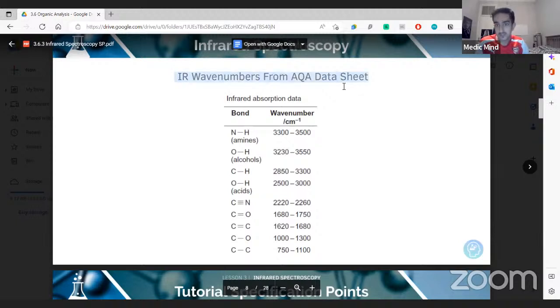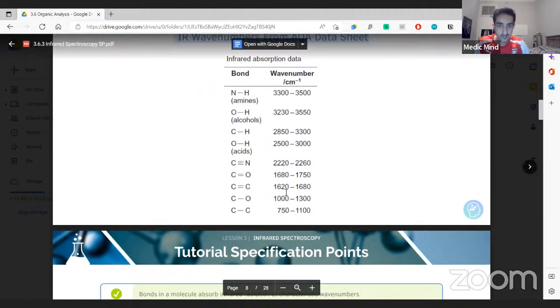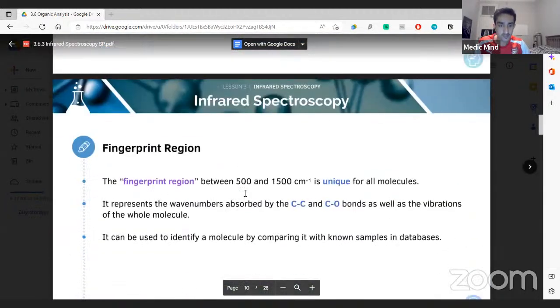Now, you get given these wave numbers, so you don't have to memorize them. When you're given an IR spectrum, all you're going to do is say, okay, I can see this peak, and this peak means this wave is present. That's kind of it. That's what you're trying to do.